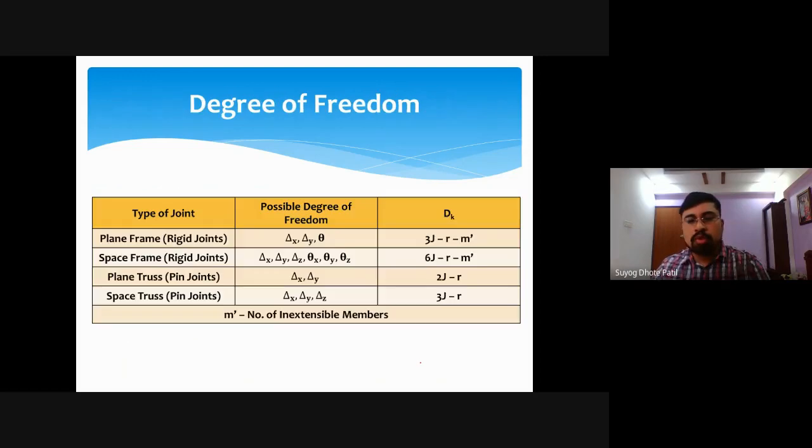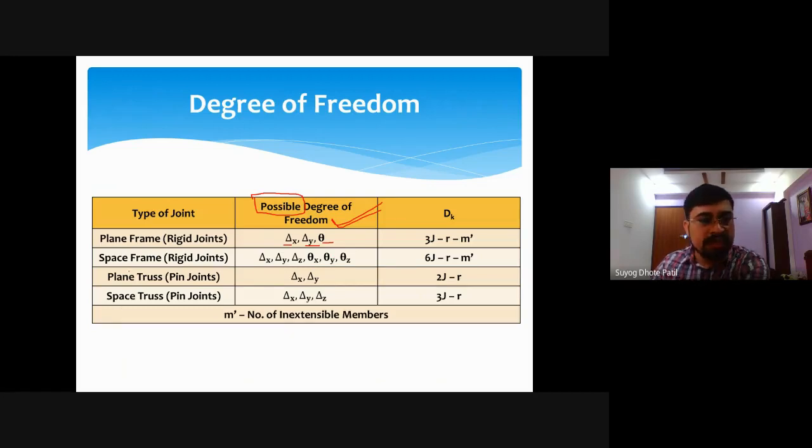These are possible degrees of freedom, not actual degrees of freedom. If I consider a rigid-jointed plane frame, there is a possibility that horizontal movement, vertical movement and rotation are possible, but that is not the case in practice. We have three reactions: a reaction in the x direction, a reaction in the y direction, and a moment. Possible degree of freedom means the structure can move in that direction, but in a practical situation it's not the case.